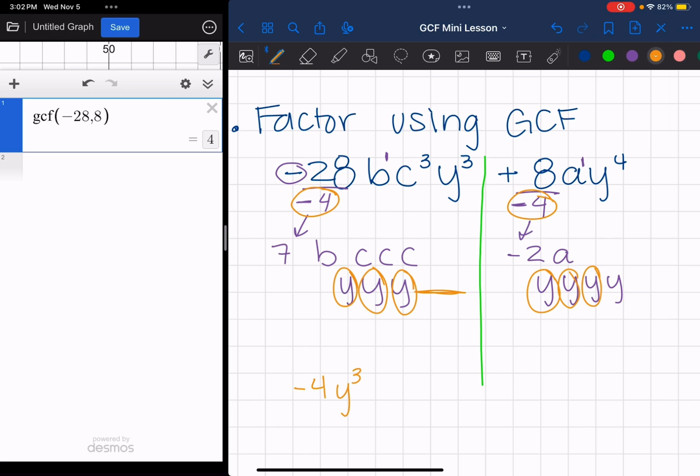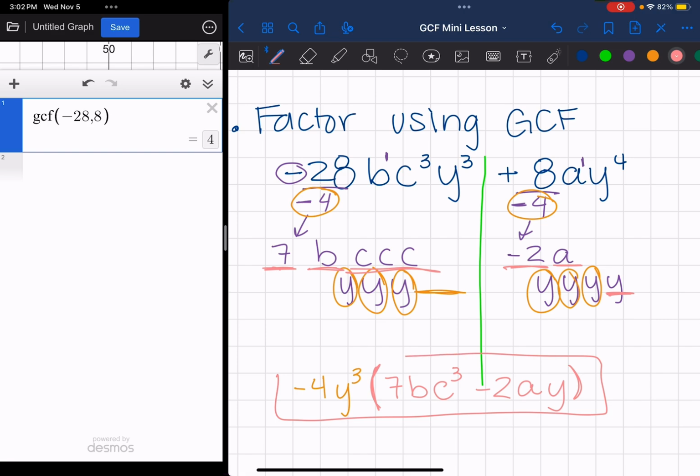Now we're going to put those leftovers inside of the parentheses. So opening my parentheses, we're going to start grabbing those leftovers. We have a 7 for our coefficient. We have a b. And then we have 3 c's, so c cubed. And then we used up all the y's, so we're done with that. We're moving on to the second term. We have a -2. We have an a, and then we have a leftover y. And then that's everything on that side, so I'm going to close it up. And then this is our factored answer using GCF, greatest common factor.